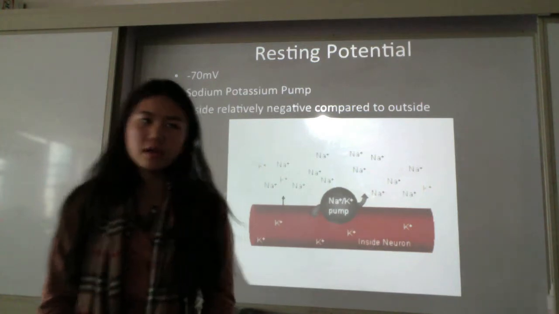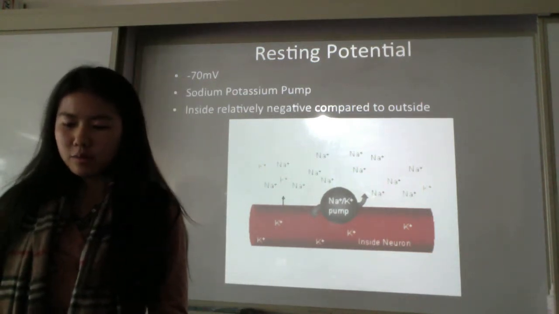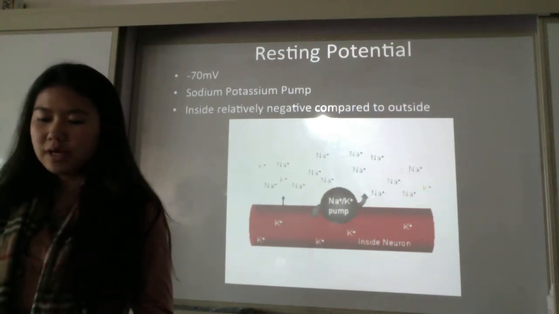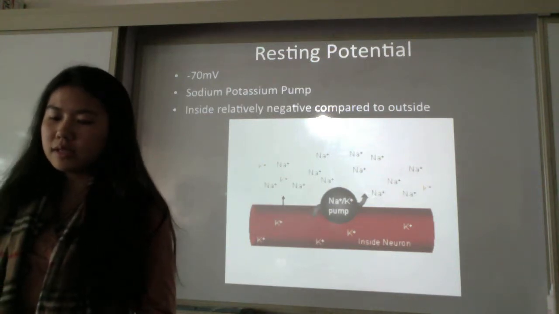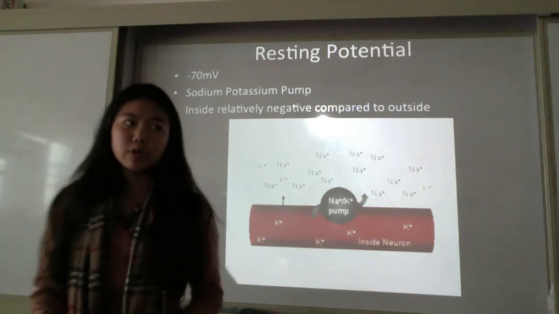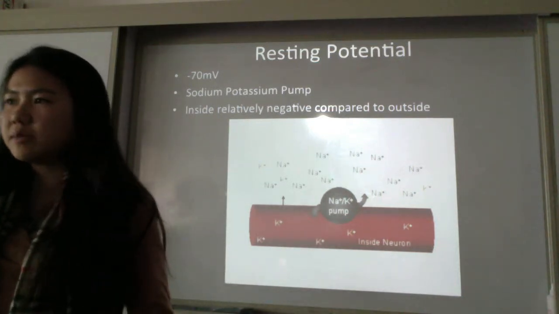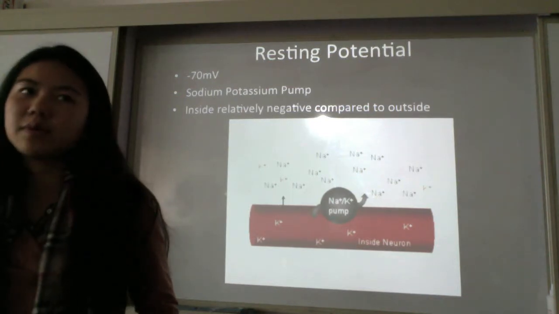So at first the neurons are at resting potential, which is the potential difference across a nerve cell membrane when it is not being stimulated. And this happens when the sodium-potassium pump is working, which expels 3 sodium ions for every 2 potassium ions admitted, which makes the inside relatively negative compared to the outside.